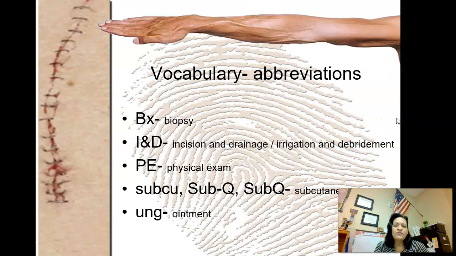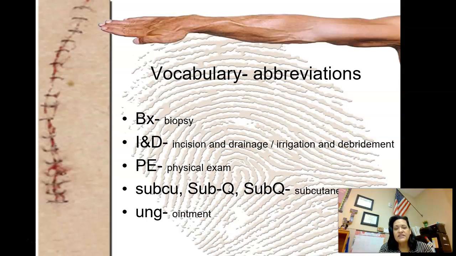Okay, and then the vocabulary for abbreviations. When you see capital BX, that is a biopsy. That's where they go in and take a piece of the tissue and then usually send it off for examination to see if it's cancerous or what's going on within that tissue.